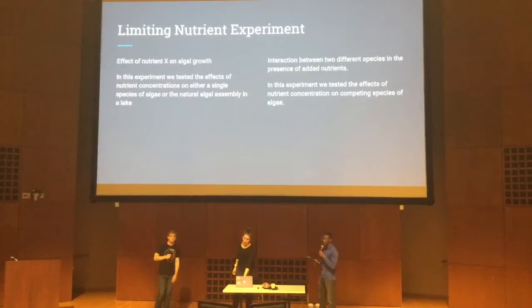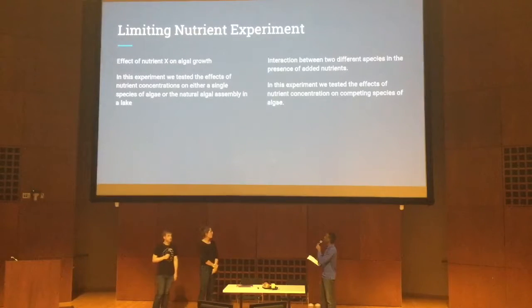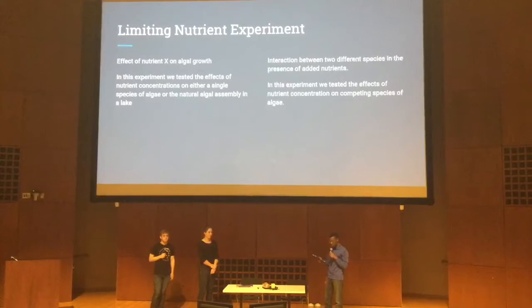The 2 limiting nutrient experiments that we did were ones with the effect of a certain nutrient on algal growth. For algal growth, it could either be on a single species like Chlamydomonas reinhardtii or Ankistrodesmus falcatus. In the second experiment, we looked at the interaction between 2 different species in the presence of added nutrients. The whole purpose of both these experiments was to determine whether or not added nutrients affect growth, and if it affects growth differently for different species of algae.